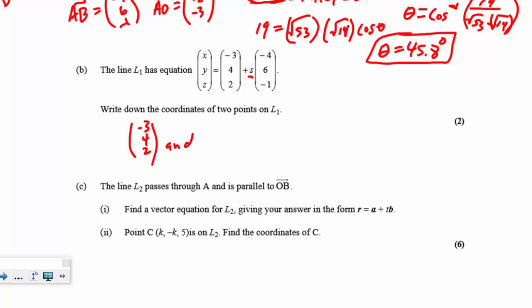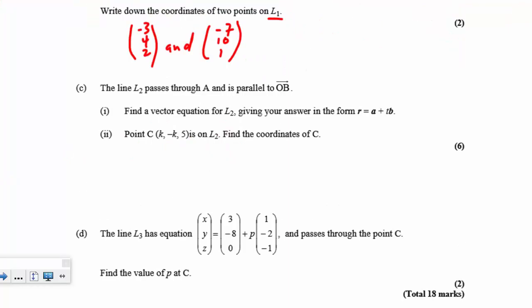And then I'll say another point is if I make S a 1. So if I say -3 plus 1 times -4, that's going to be what? -3 plus -4, which is -7. 4 plus 6, which is 10. And then 2 plus -1, which is 1. So these are in fact two different points on L1. All you do to get points is change the value of S to something else. And that'll give you infinitely many points if you keep changing S.